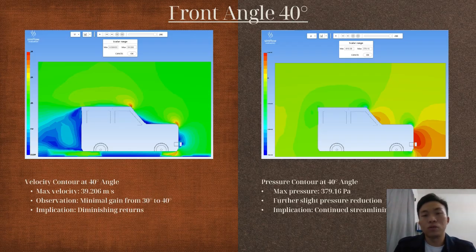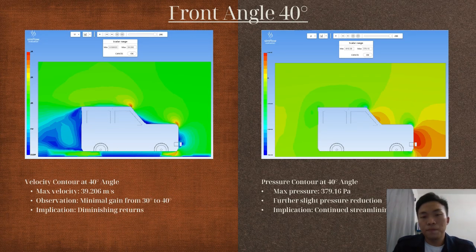39.206 meters per second, only slightly higher than at 30 degrees. This indicates diminishing returns as the airflow is already well attached, and further geometry steepening provides minimal additional benefit to velocity.